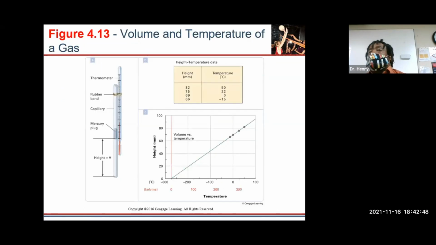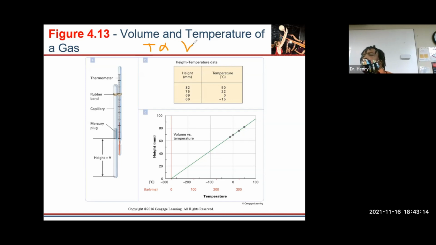So we're going to start talking about Charles's law. Charles's law basically looks at volume and temperature. Okay, and what do you basically discover? Charles discovered that as temperature goes up, the volume would also go up, right?